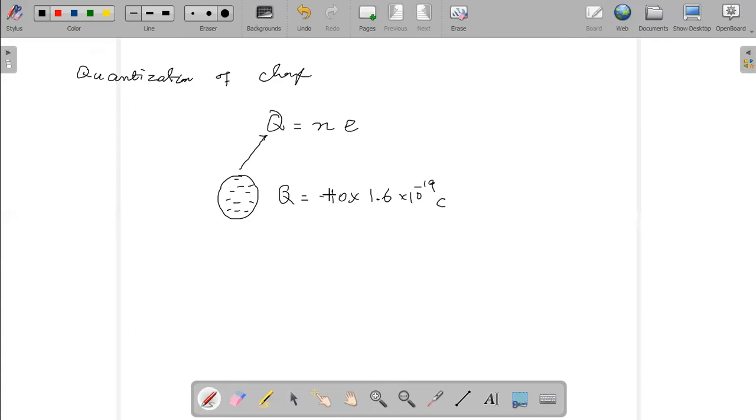And it is negative. So the general definition is: total charge is equal to the number of electrons into the charge of an electron. So we can state the definition as: total charge is equal to integral multiples of the charge of an electron. And we know when you add electrons to a neutral body, it becomes negatively charged.